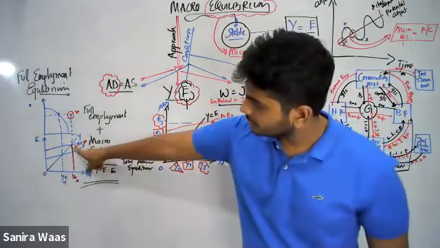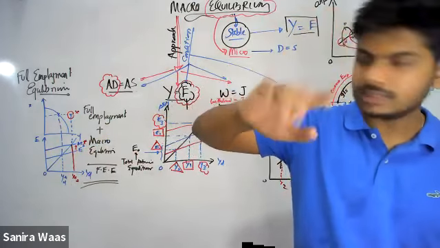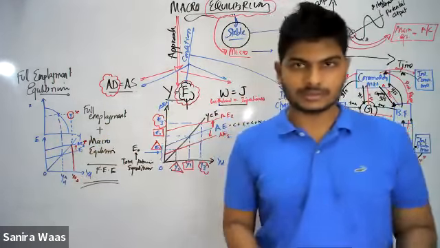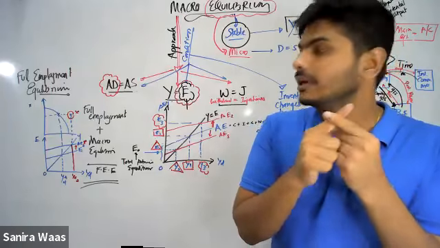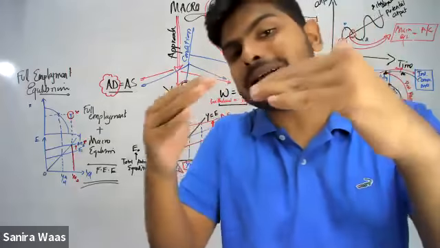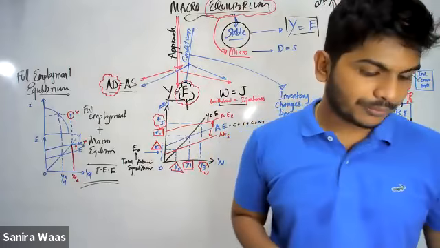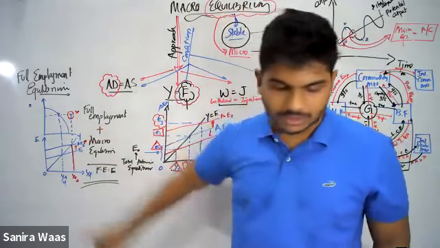Look carefully here. When it becomes AE2, the curve shifts upward, and there you still have an equilibrium. But when you put it out, look, it has gone beyond your full employment capacity. Now is this a full employment equilibrium or not?